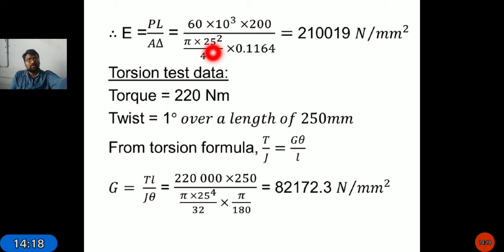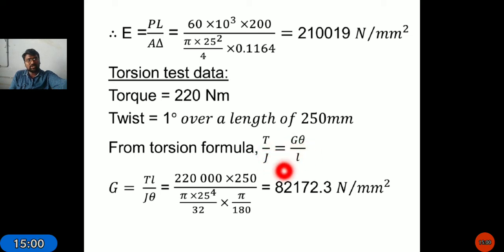Okay, by substituting all these values, we will get the value of Young's modulus as 210019 Newton per millimeter square. It is the value of Young's modulus. Okay, next, from the torsion test data, the torque is given as 220 Newton meter and the twist over a length of 250 mm is 1 degree. We know the formula T by J equals Qs by R equals G theta by L. From that equation, we consider the first and last terms, that is T by J equals G theta by L. Here we know the L value, theta value, torque and J. J means pi by 32 d to the power 4.